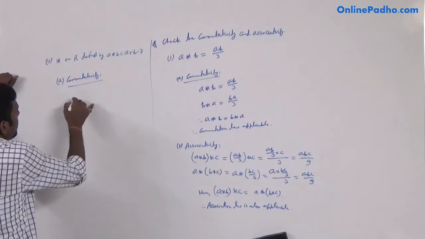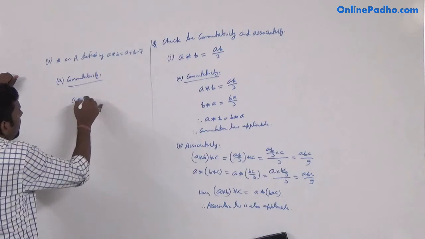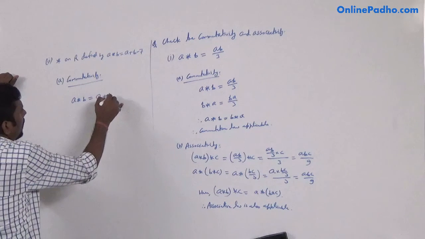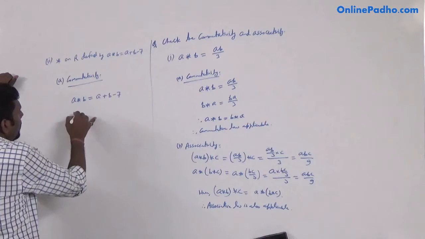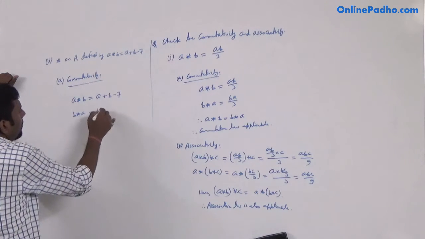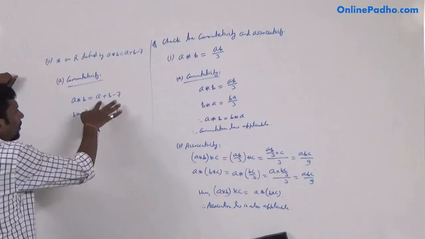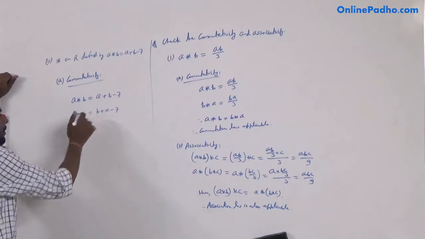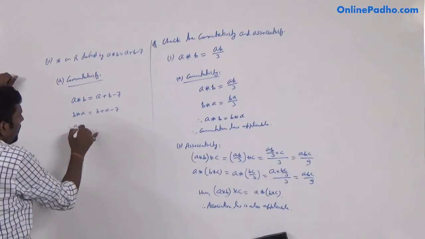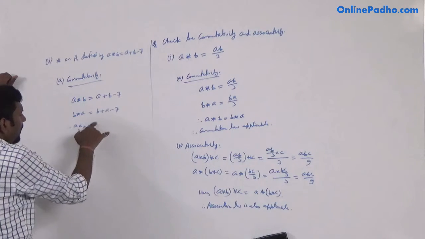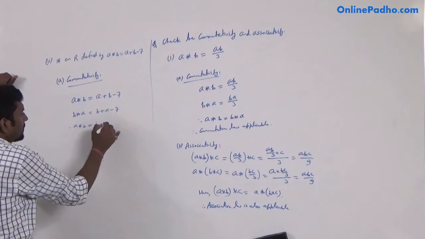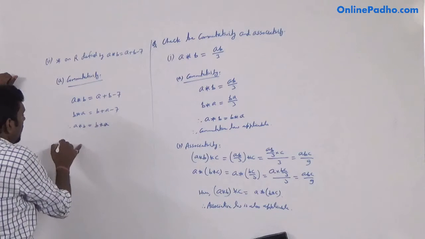Commutativity. How can we check that A star B must be equal to B star A? Here A star B is equal to A plus B minus 7. And what do you mean by B star A? B star A is B plus A minus 7. If both are equal, A plus B minus 7 and B plus A minus 7, yes. So therefore A star B is equal to B star A. And if A star B is equal to B star A, we can say that commutative law is applicable in this.